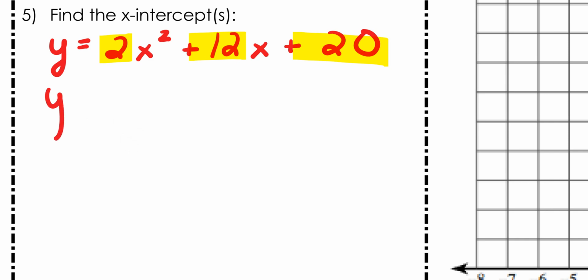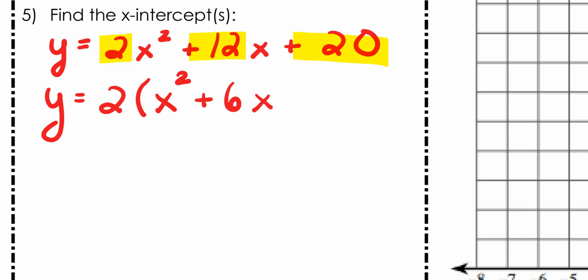So it's going to be y equals 2 times x squared. 12 divided by 2 is 6, so we have 6x. 20 divided by 2 is 10. All right, so we factor that out. Now, looking at x squared plus 6x plus 10, I'm going to try and figure out what are the factors of 10 that will add up to positive 6.